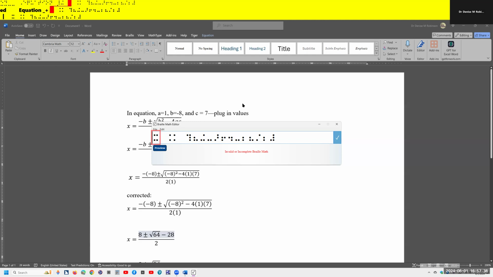Dots 1 3 4 6, Braille space, dots 4 6, Braille dots 3 4, dots 1 2 4 5 6. Okay, so once you put that in there, visually you can actually see it's all corrected. It looks beautiful. I'm going to hit enter on that, and it's going to correct the problem. I'm going to tell you, based on your Word version and your updates, if you hit enter and nothing appears, you're going to do a Control V.